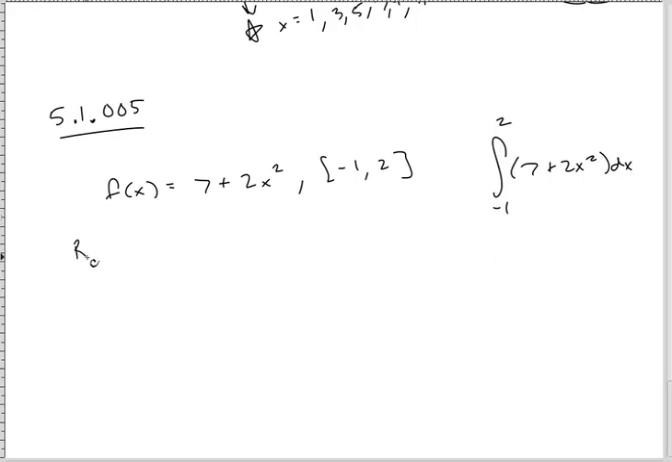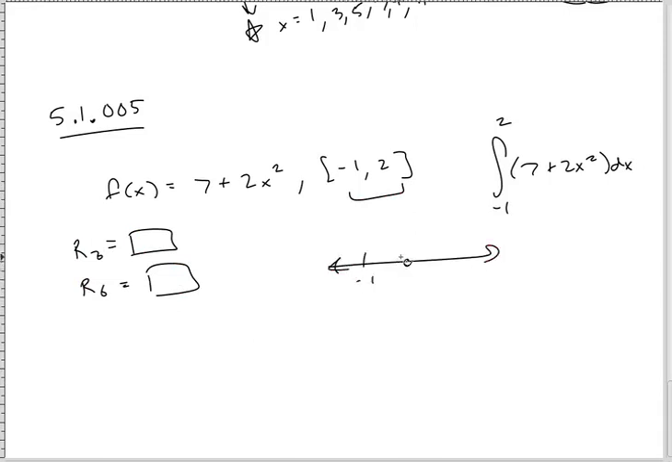And so they're saying find R3 and then find R6. And so I'm supposed to cut this up into 3 rectangles. And if you do a number line, -1, 0, 1, and 2, you could see that I have 3 rectangles. So basically a 1 distance between them. If I'm going to be doing 6 rectangles, I'd have to cut each one of those in the middle. So you'd go by 0.5s. And so this is how it's going to roll.